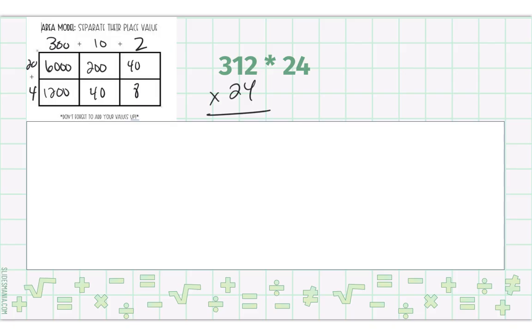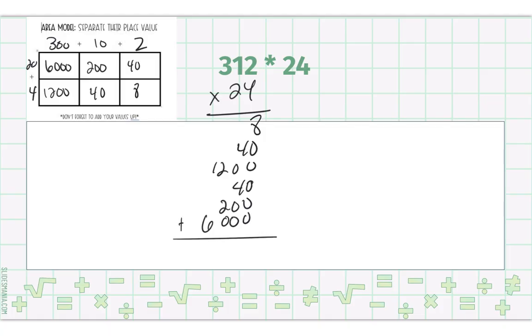So I want to do 4 times 2, which is going to give me 8. Now I want to do 4 times 10, which is going to give me 40. And then 4 times 300, which is going to give me 1,200. Now I want to move over to the tens place and do 20 times 2, which is going to give me 40. 20 times 10 is going to give me 200, and then 20 times 300 is going to give me 6,000. Now all I have to do is add them all up.